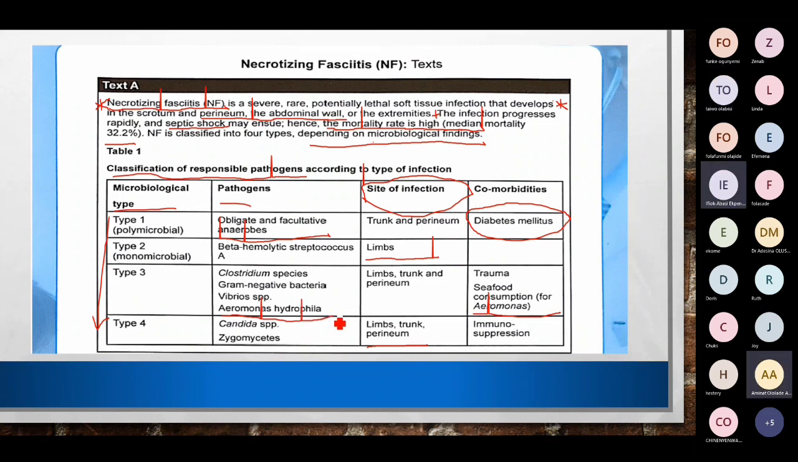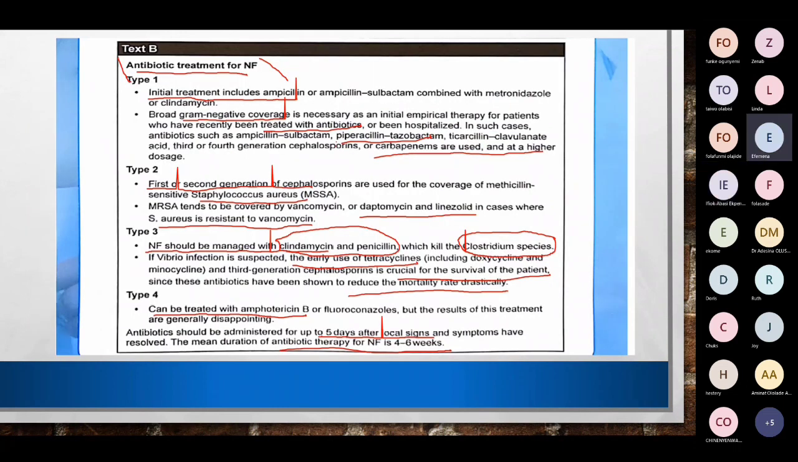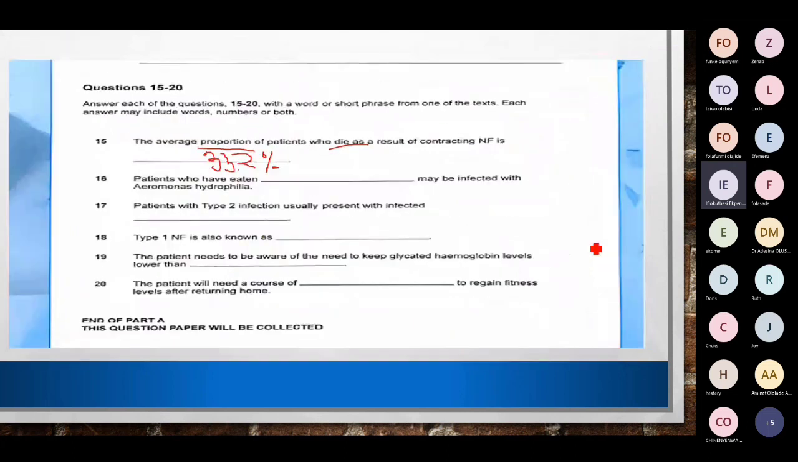We have Aeromonas hydrophilia under type 3. Now look to your left, look to your right, and look for what someone must consume. Which food is mentioned? Seafood. So coming down here, you can see seafood consumption for Aeromonas. So the answer is seafood. You just underline seafood, come back, and provide your answer as seafood. So our answer here is: patients who have eaten seafood may be infected with Aeromonas hydrophilia.